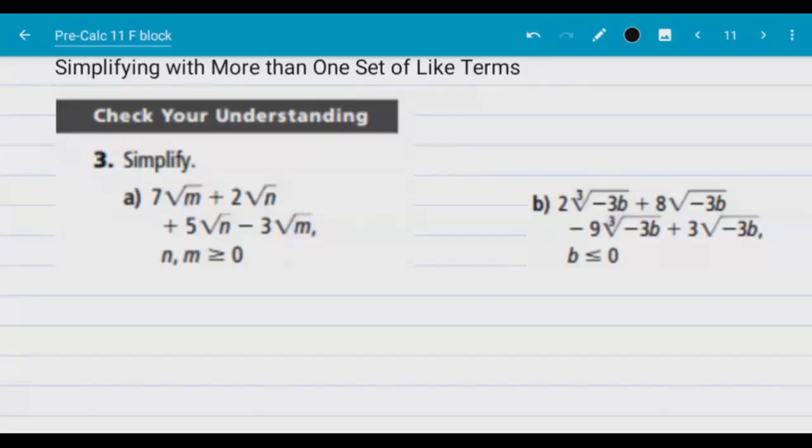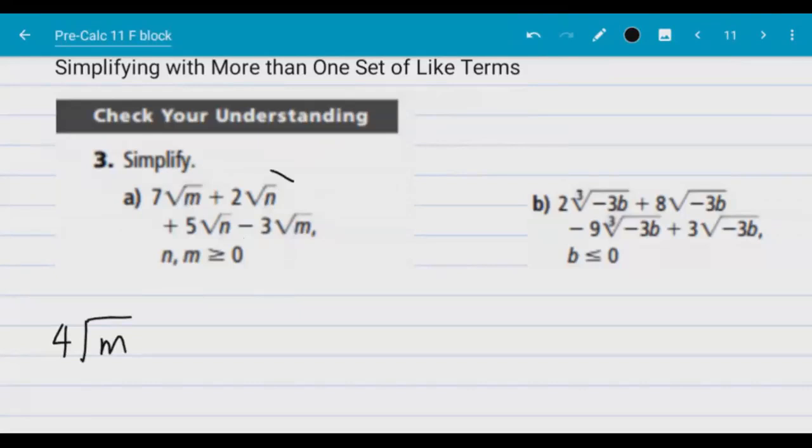All right, so let's see. We are simplifying with more than one set of like terms. As you can see, there will be more than one like term. Inside the root symbol there's an m and there's an n, so those two cannot go together. But this 7 root of m and this negative 3 root of m can go together. And what would you have? 7 minus 3, that would be 4 root of m.